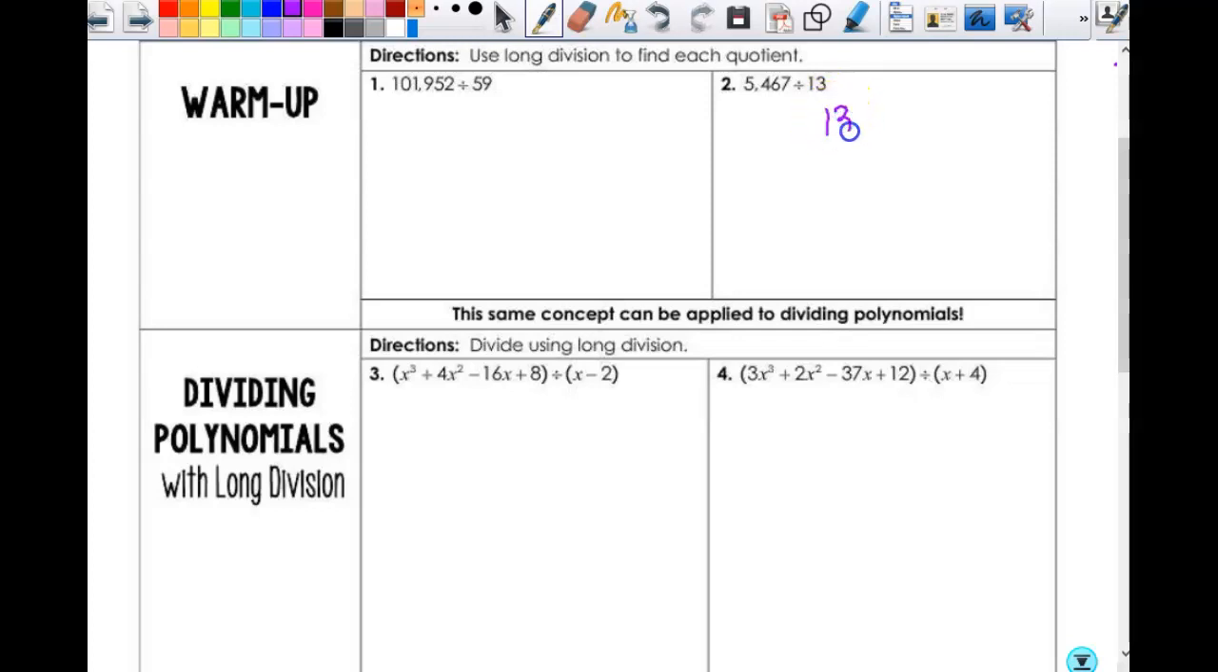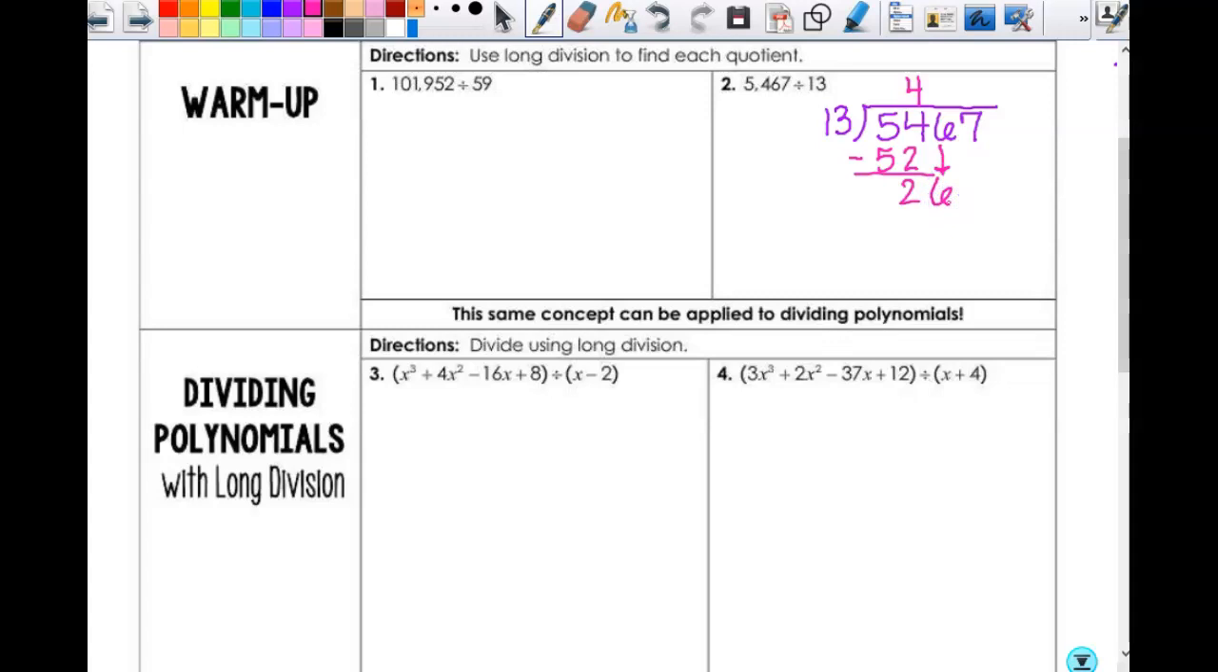So 13 divides into 5,467, right? So the first thing I look at is the 13, and how many times would it go into 54? How many times? 3 would give me 39. Another 13 would give me 52. So there's actually 4, okay? So 4, so this gives me 52. Then what do I do with these two numbers? I subtract, right? So then this is going to give me 2, and I bring down the 6.